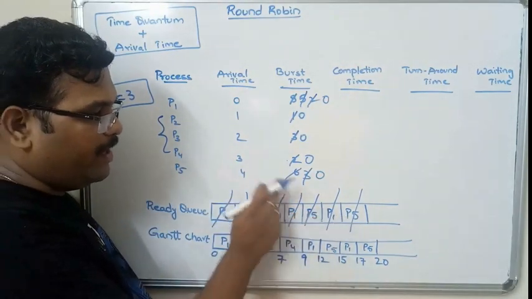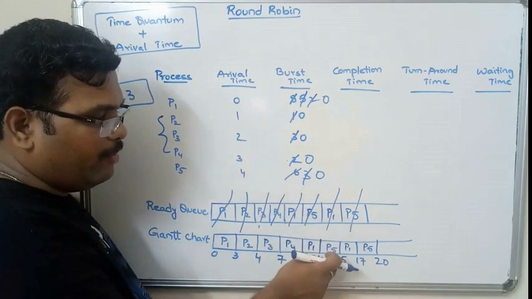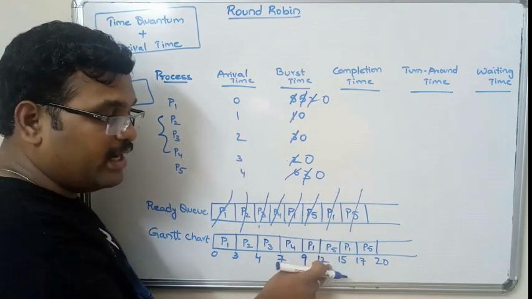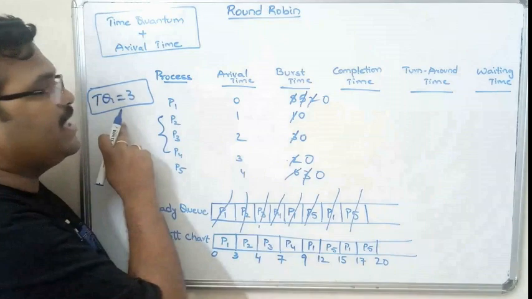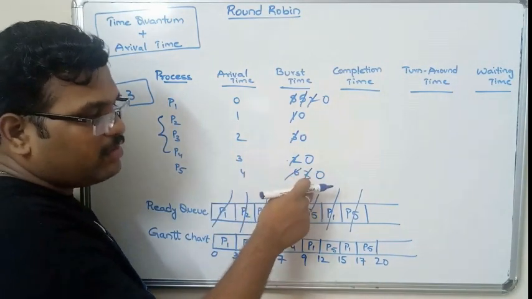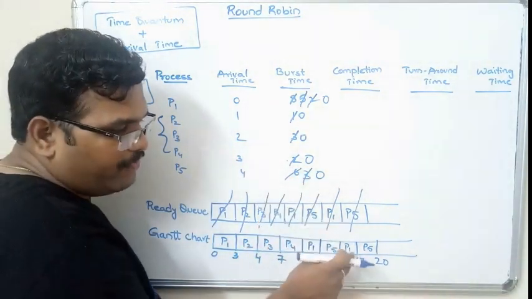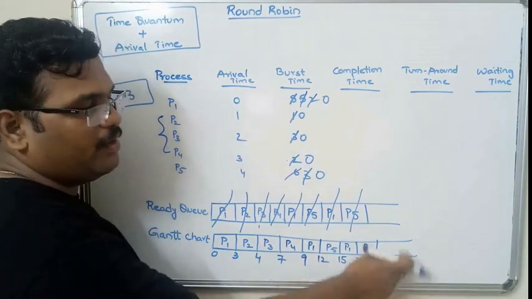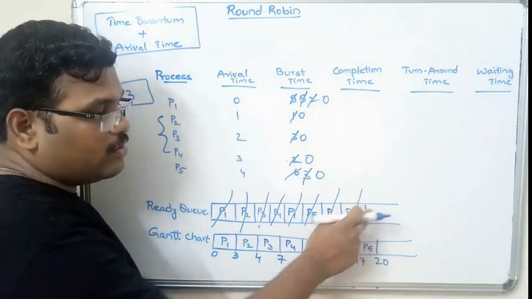So in the order, P5 is there, so P5 will be removed from the ready queue and it will be allocated to the CPU and it executes for 3 milliseconds as the time quantum is 3. So it still requires 3 milliseconds to complete its execution, so P5 again will be removed from the CPU and it will be added in the ready queue.